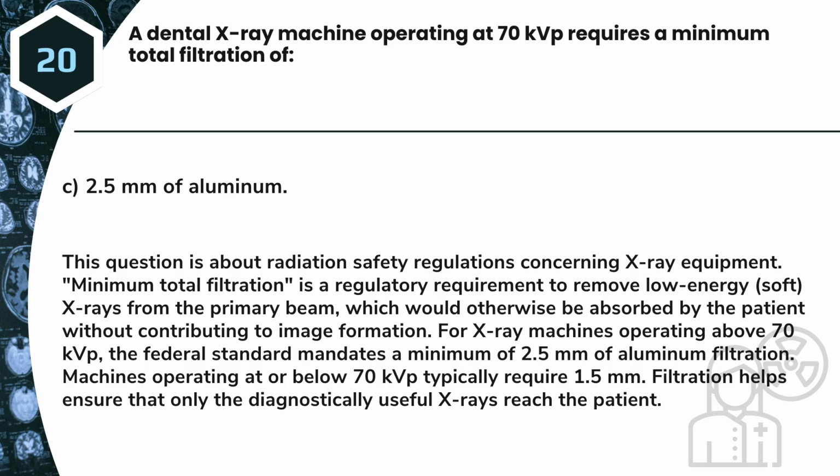For X-ray machines operating above 70 kVp, the federal standard mandates a minimum of 2.5 mm of aluminum filtration. Machines operating at or below 70 kVp typically require 1.5 mm. Filtration helps ensure that only the diagnostically useful X-rays reach the patient.